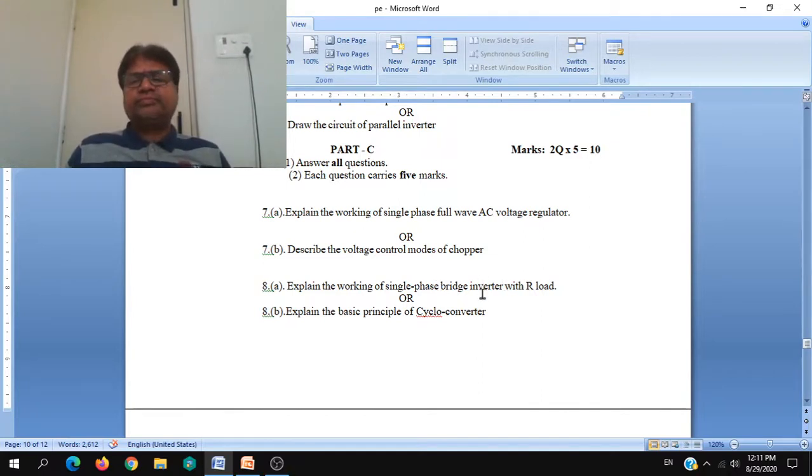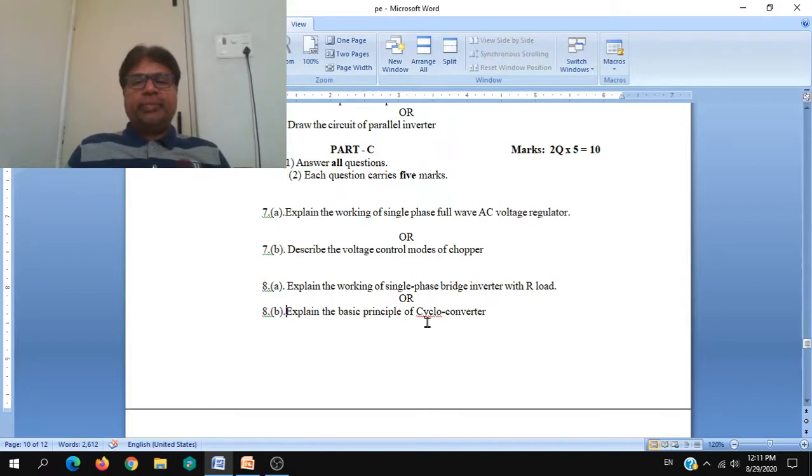inverter, that is comprising of all SCRs, all MOSFETs, all transistors. It is not mentioned whether it is SCRs, and in the syllabus also it was mentioned like that. So you can explain the inverter comprising of a bridge of any controllable device for R load. For that purpose, you have to draw the circuit, draw the waveforms and explain.